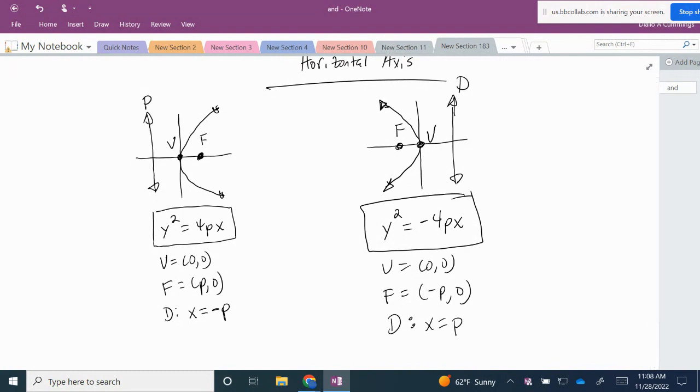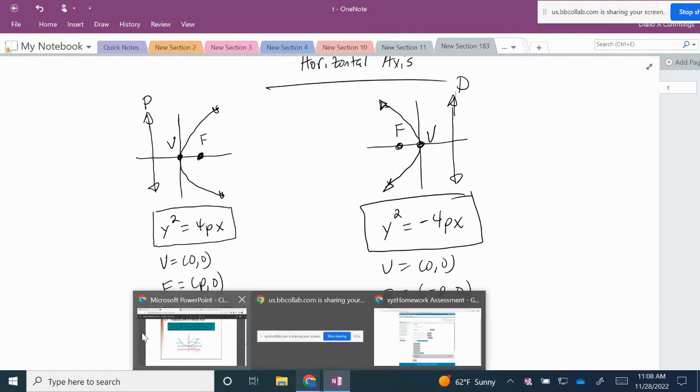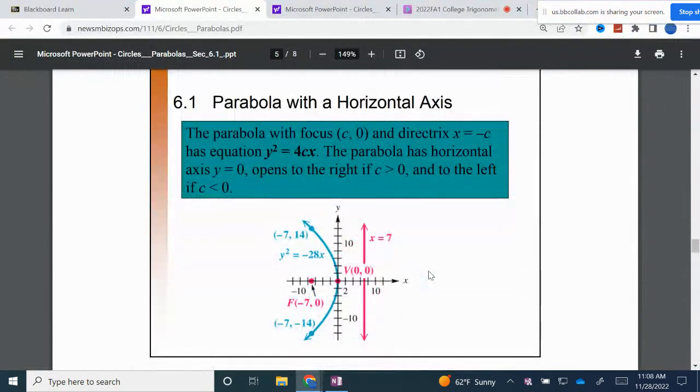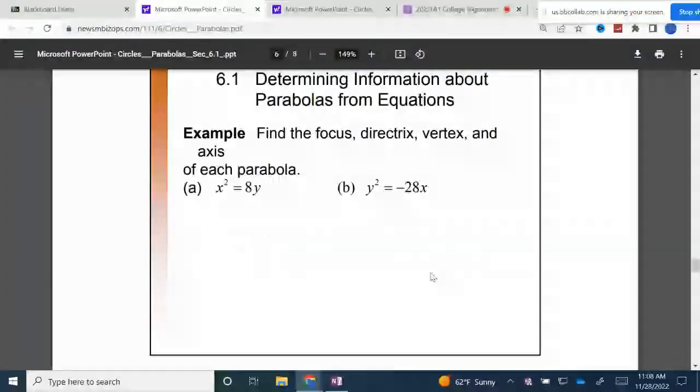All right, so here are the two model forms for parabolas with horizontal axes. All right, so let's take a look at an example. So we have y squared is equal to negative 28x, and we're going to find the focus, the directrix, and the vertex.